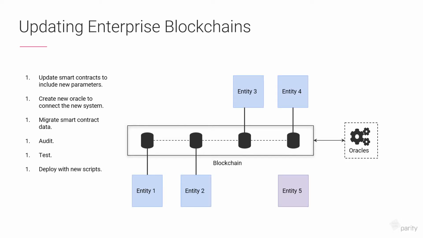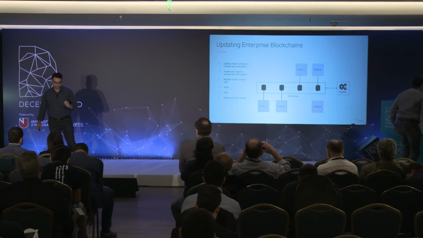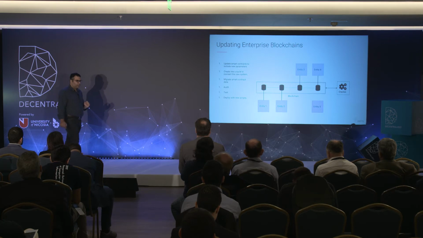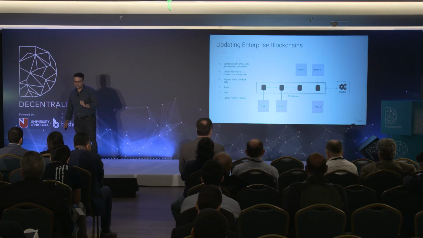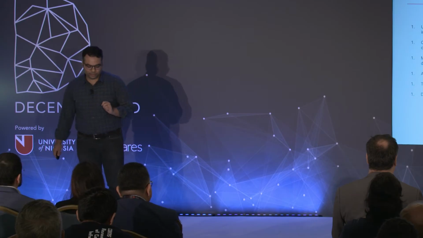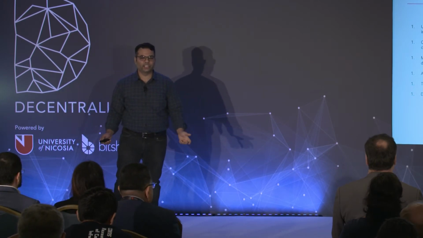So first of all, you want to update the smart contracts because there are new parameters coming into the system. Then you want to create the oracle for the new system to be connected to the blockchain. Then you want to migrate the smart contracts data from the old ones to the new ones, because that's how smart contracts work. You cannot change them. So you have to migrate the data.